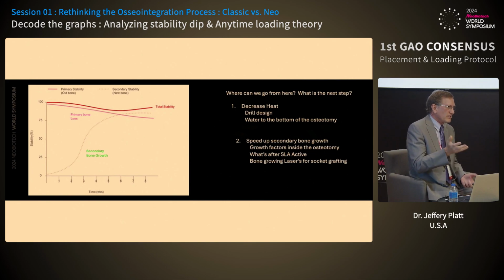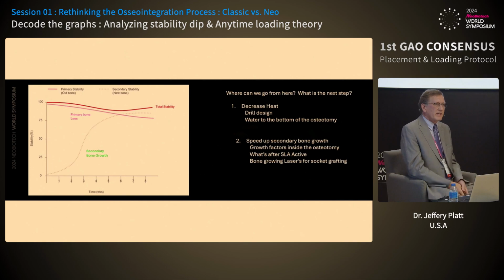No one's really addressed that since the SLA active surface. There's been attempts, but nothing has really been successful with that. Are there things that we could do to push this theory even better and make this stability graph even better than what it is right now?